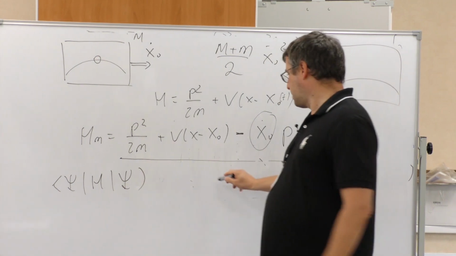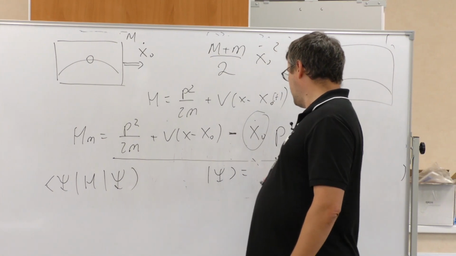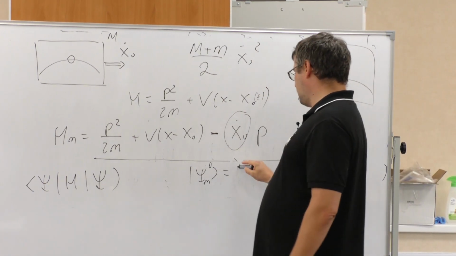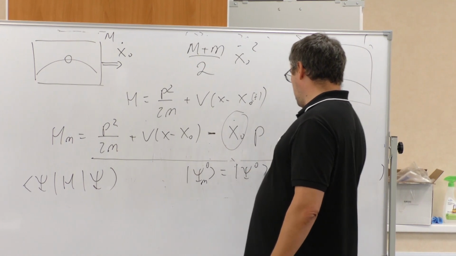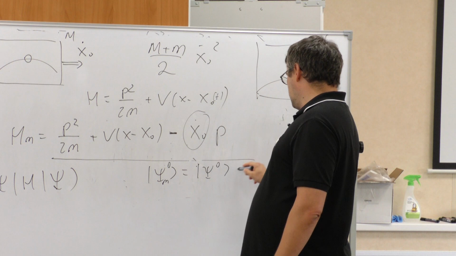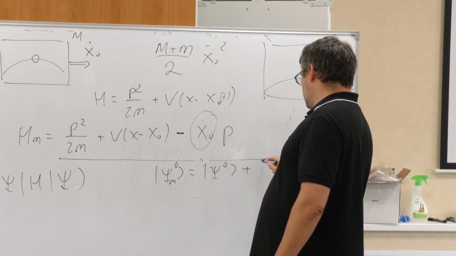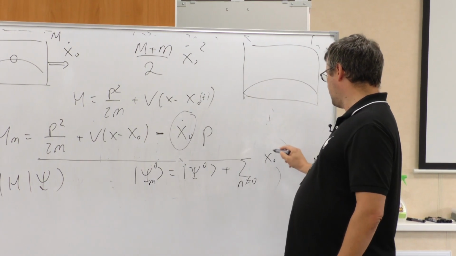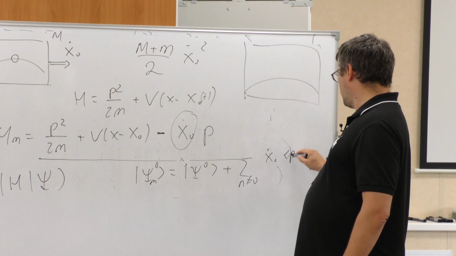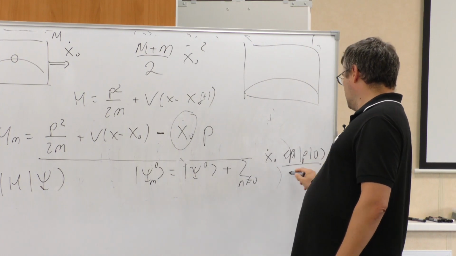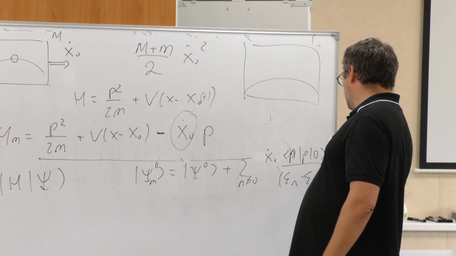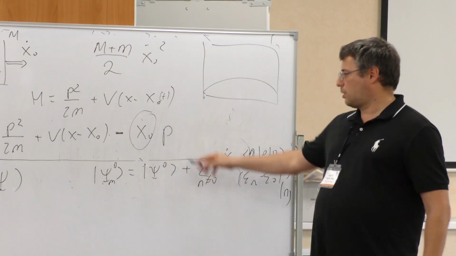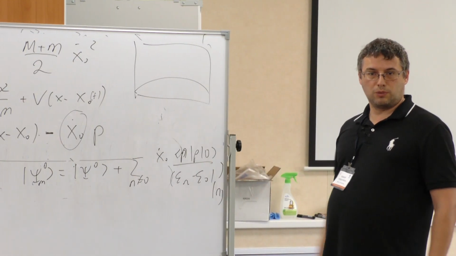I can use normal static perturbation theory. I'll say that psi, I can write it psi m naught, psi ground state in the moving Hamiltonian. It's just psi naught, and then minus plus whatever. I don't have time to check signs. Sum over n not equal to 0, my perturbation, x naught dot, sorry, n p 0, over en minus e 0, times n, right? So this is the ground state of a moving Hamiltonian expressed in terms of eigenstates of the non-moving Hamiltonian.